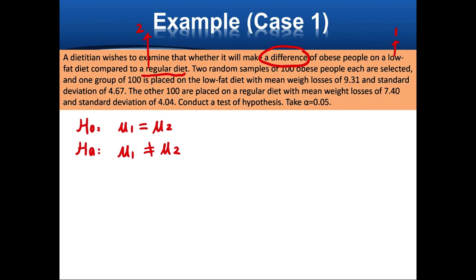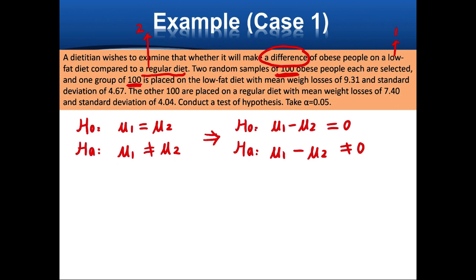So in HA, which is the claim, mu1 not equal to mu2, they will be different. So we write one more step as mu1 minus mu2. So in HA, mu1 minus mu2 not equal to 0. And let's see the samples.